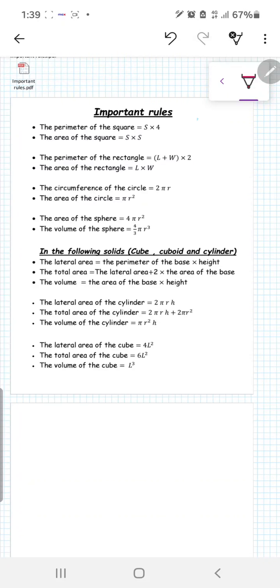Hello everyone. Our lesson today is about applications on the real numbers. First, we want to remember some important rules.